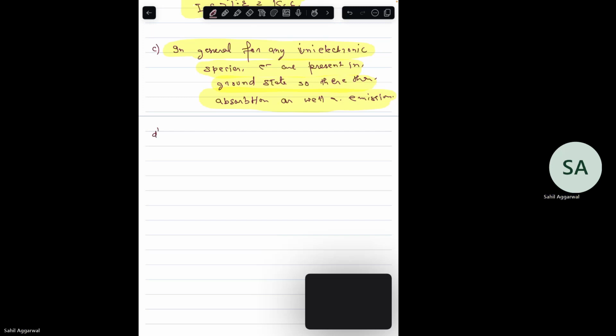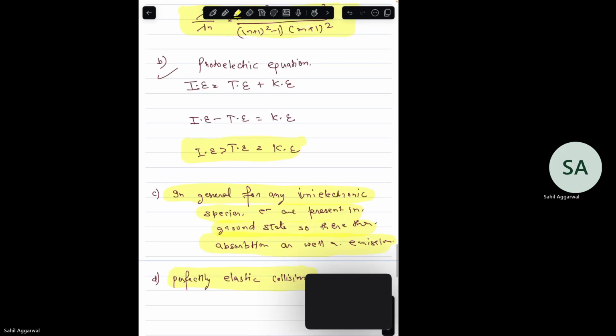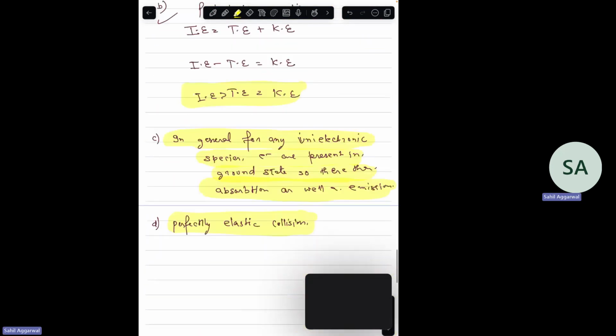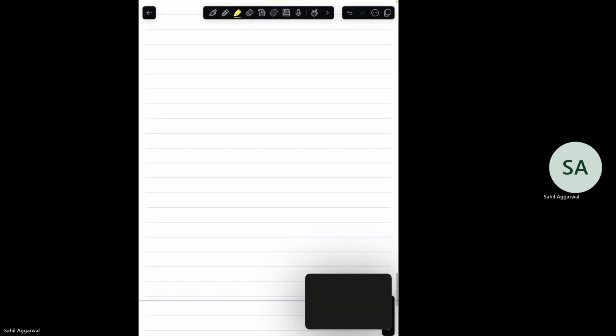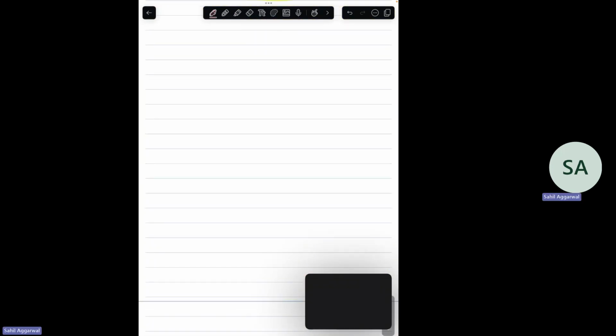Last is scattering of alpha particles involves perfectly elastic collision. Yes, it is perfectly elastic collision. The mass and the velocity before the collision and after the collision remain same. So it is a perfectly elastic collision.